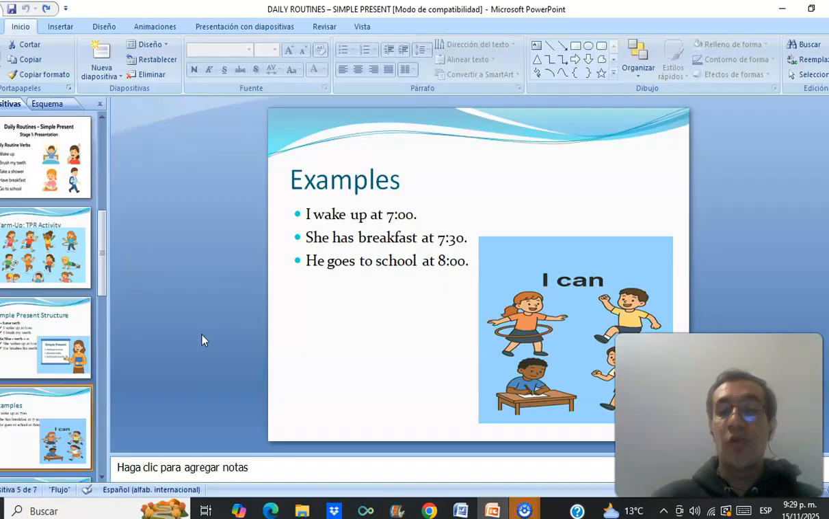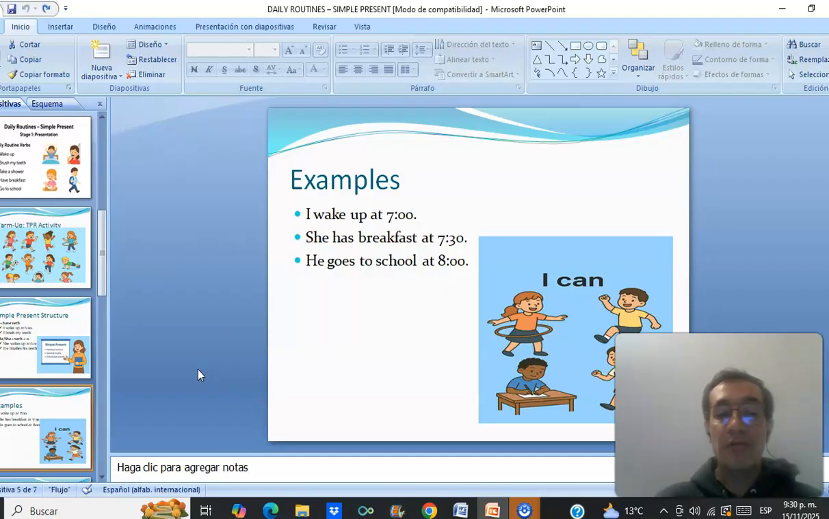need to add IES because of the ending of the verb study. So you need to use IES. There are special cases where you just don't need to add the S, but in this case, for the ending that is in the letter Y, you need to add IES. And he or she studies, he or she runs. Remember to use the letter S.